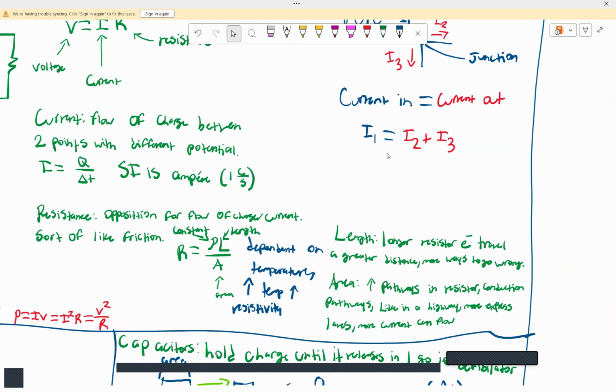So think about it like a highway, right? If you have more lanes, more express lanes, there is more room for the cars to flow. There's less congestion. The cars are all happy. Everyone's happy. Think of cars as the current in this scenario. So there's more current that can flow without leading to congestion and road raging and quitting as energy flows into the resistor. That's kind of what I like to think about it.